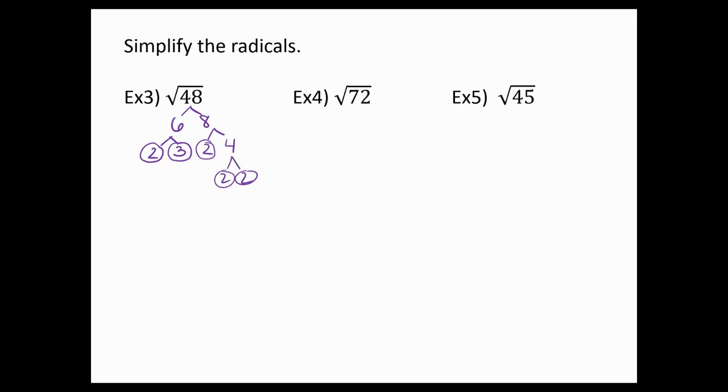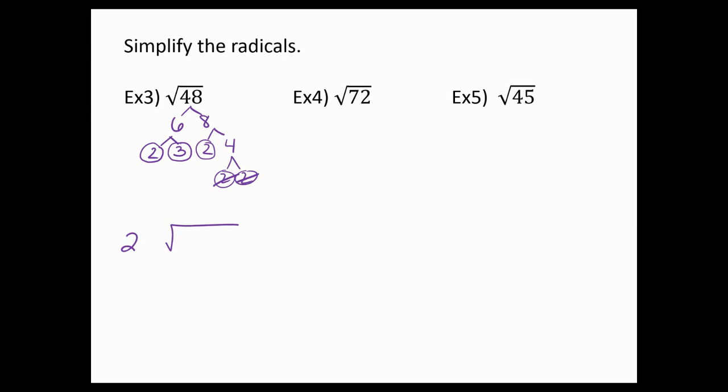And I'm looking for 2 of a kind, any pair of any number. So I have a couple pairs here. I have a pair of 2s. So once I find a pair, notice I crossed them out. I'm going to write it in front of a square root. Okay, so it takes 2 of a kind to bring 1 out.